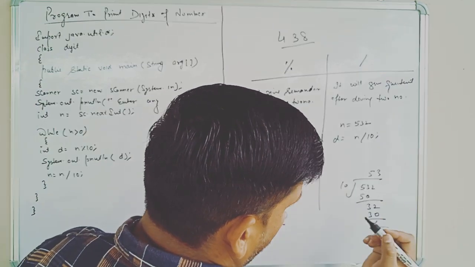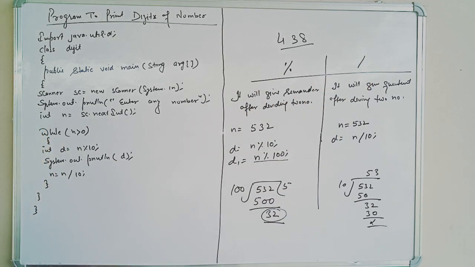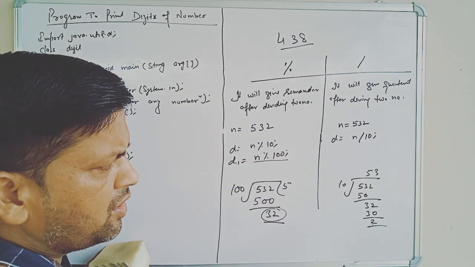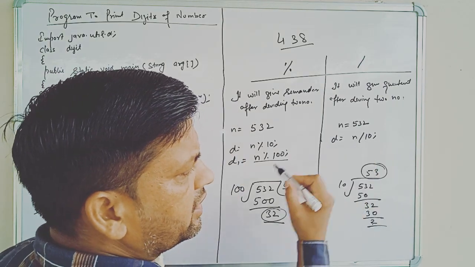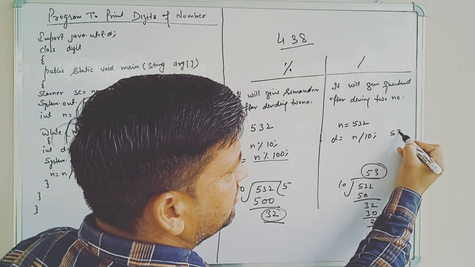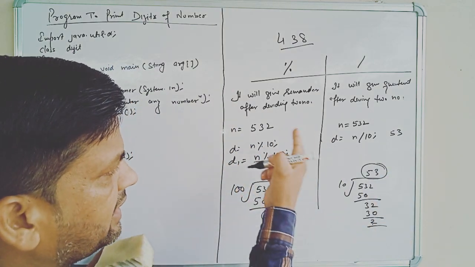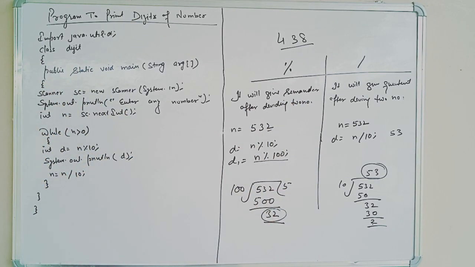Here, as I already told, the division operator will give you the quotient after dividing two numbers. You can see that the remainder will be 2, but the division will give you 53. So if you write n divided by 10, you will get the answer 53. But when I write n modulus 10, you will get the last digit as 2. So just try to understand the difference between these two operators.